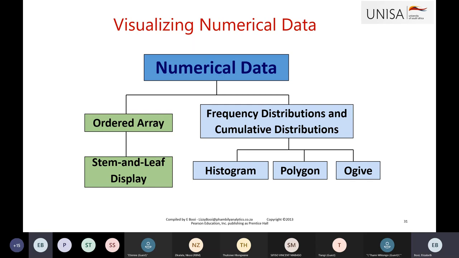Remember, the frequency table summarizes categorical data. A frequency distribution summarizes your numerical data. Once we have a frequency distribution table, then we can create a histogram from that data. We can also create a polygon, or we can create an ogive. Later on, when we do chapter 11, we will learn about scatter plots. But also for numerical data, you can create a scatter plot when you have two numerical variables and you want to compare the two.